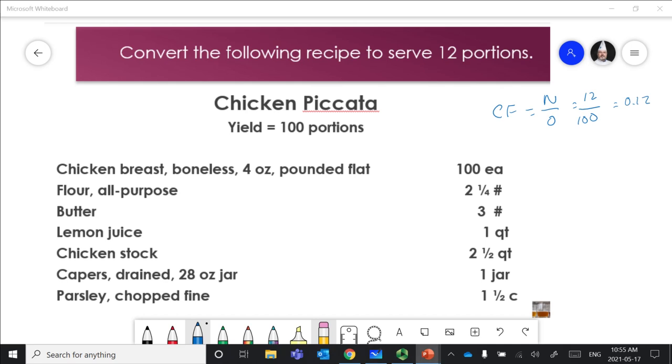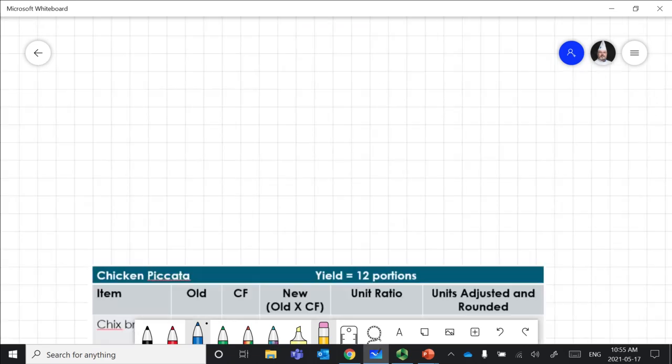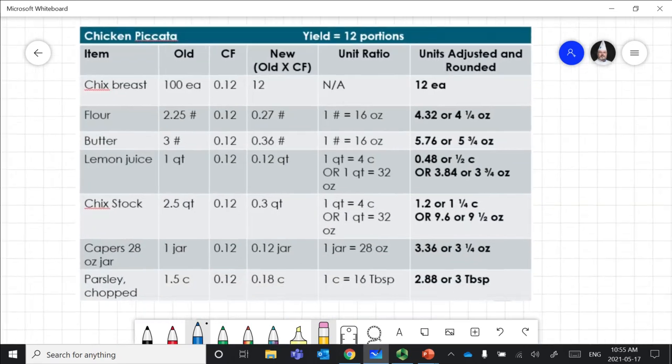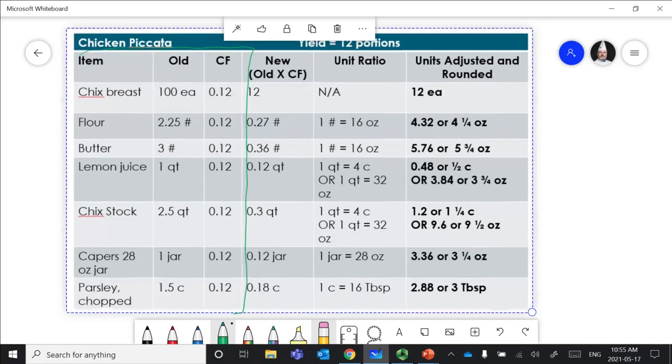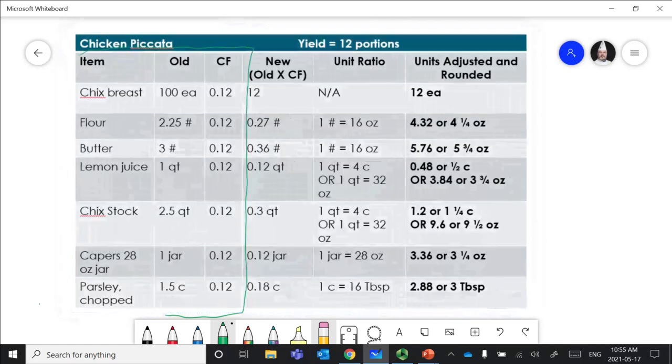So what I'd like to do is build a chart with this recipe, much like what's pictured on your screen here. So here's the chart, and we have our old data. This is what we figured out so far in the green, right? So we've got our chicken breast, flour, butter, lemon juice, everything, and the old recipe, and we're multiplying it times our conversion factor to get our new quantity.